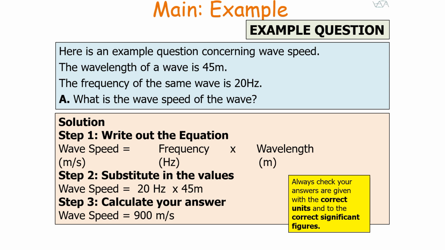So you'd write out your equation. Wave speed is equal to frequency times by wavelength. Sub in the values, so 20 times by 45, and you get your final answer of 900 meters per second.